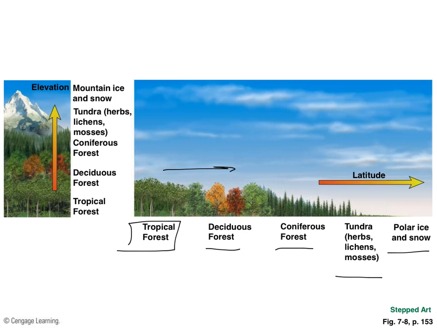Another huge variable people don't usually think about is mountains. What happens in mountains is as we go up a mountain, the climate tends to follow the same pattern that I just took you through.